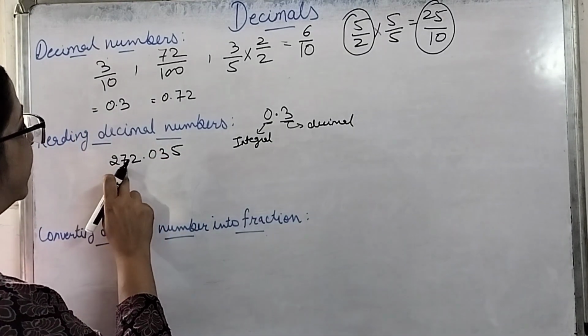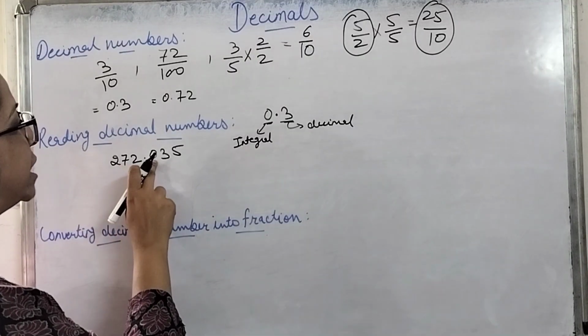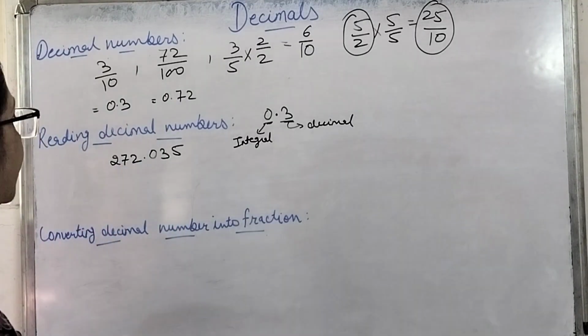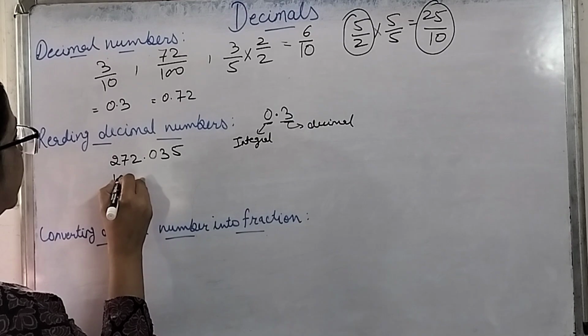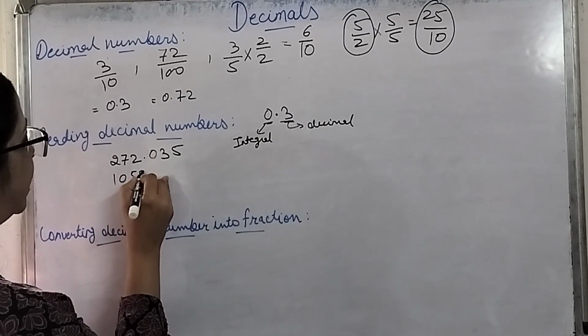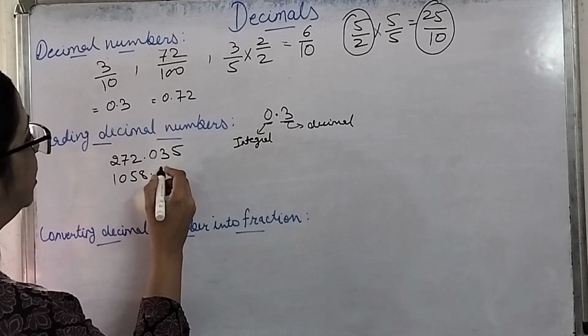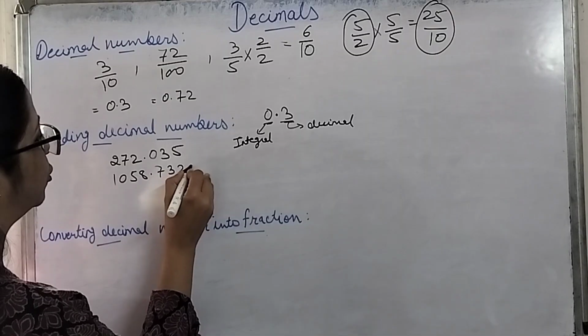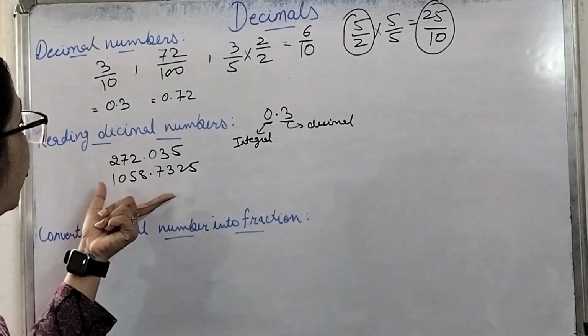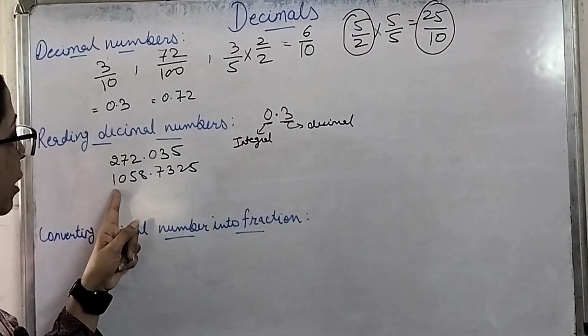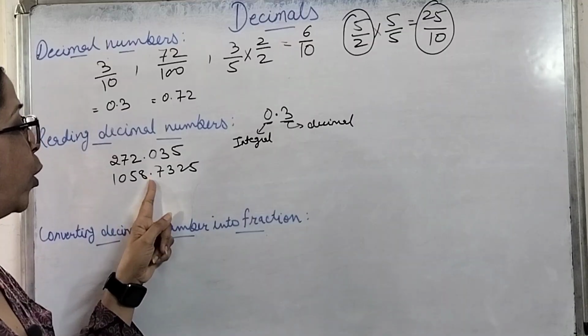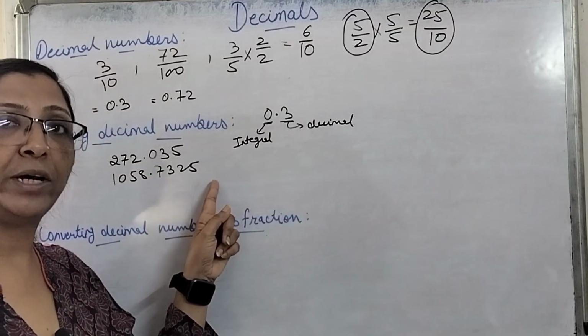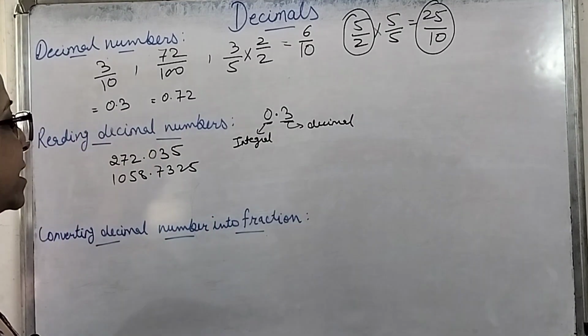So it will be 272.035. Similarly, if your number is say 1058, this is your decimal, then your 7325, this is the number. So how we will be reading it? It will be 1058.7325. This is how we will be reading the decimal numbers.